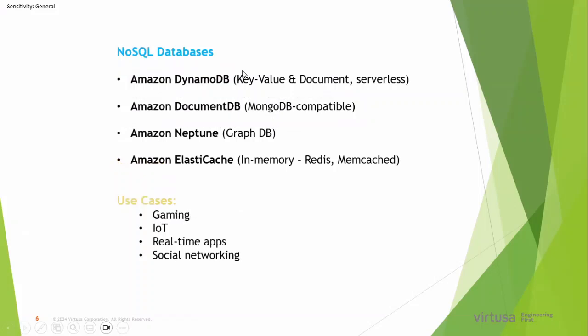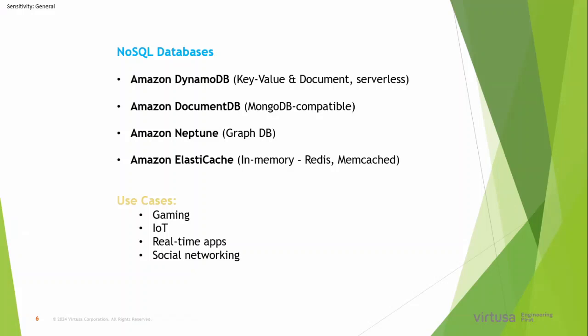NoSQL databases, we have different types. In AWS, we have different NoSQL databases provided by them. DynamoDB is one of the commonly used databases in AWS. And DocumentDB is like MongoDB. So they are commonly used.